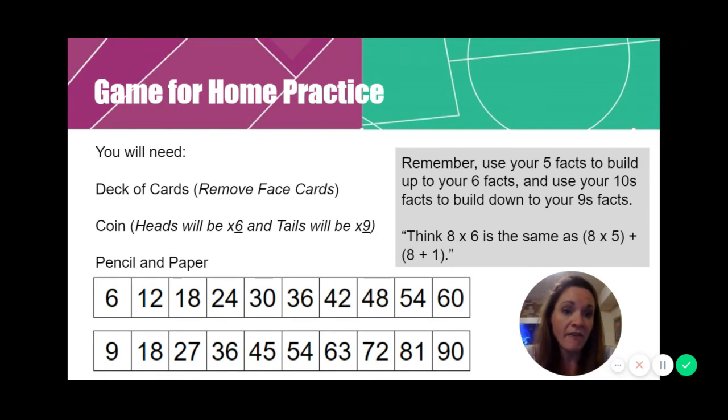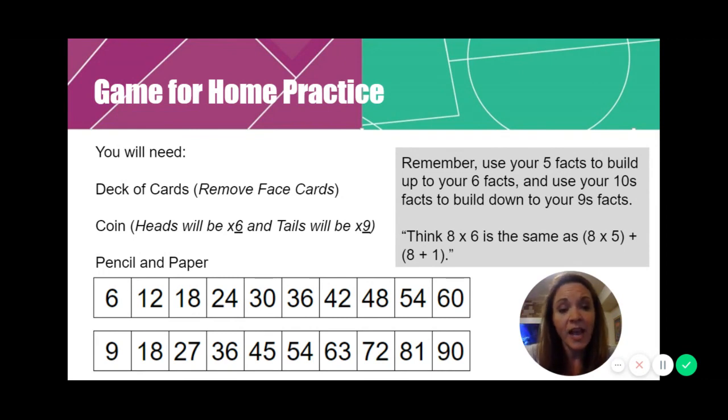Remember, you use your 5 facts to build up to your 6 facts, and you use your 10s facts to build down to your 9s facts. Perhaps I drew the number 6 out of my deck of cards, and I flipped my coin and also got a 6. I'm going to think 6 times 5 first. 6 times 5 I know is 30, and then I'm going to add 1 more group of 6. 30 plus 6 equals 36. So 6 times 6 equals 36. And I'm going to cross that number off of my game board.